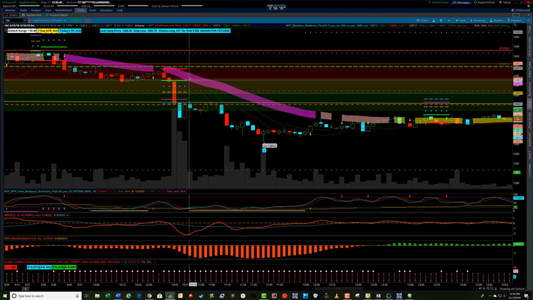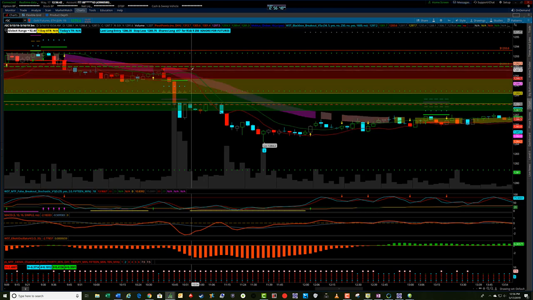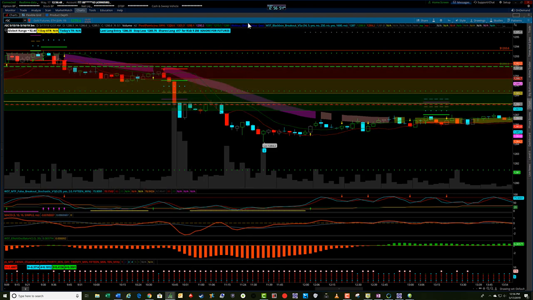Entry at 1290.5 with a stop of 1291.7. So that's $1.20 or $120 per contract.